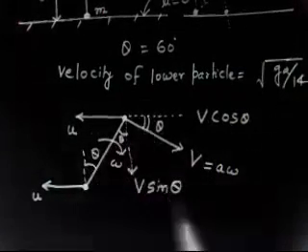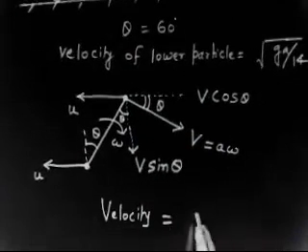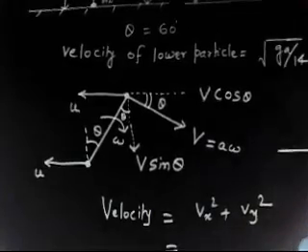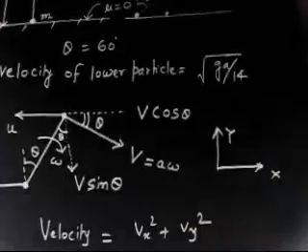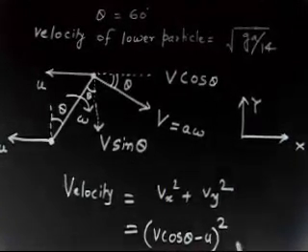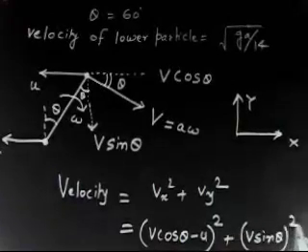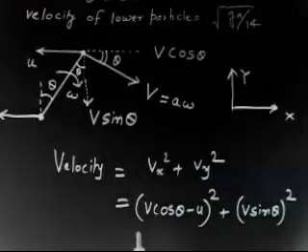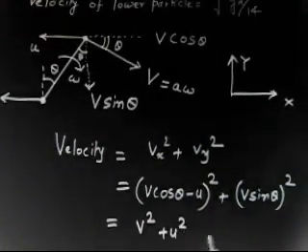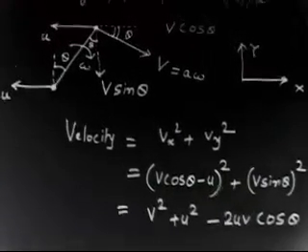So the total velocity of the upper mass is given by the square root of vx square plus vy square. Let us say this is my positive x-axis and this is my positive y-axis. So the total velocity squared will be vx square, that is V cos theta minus u whole square, plus vy whole square, and vy is V sin theta. So this is V square plus u square minus 2uV cos theta, and this is my resultant velocity. Let us apply two equations.